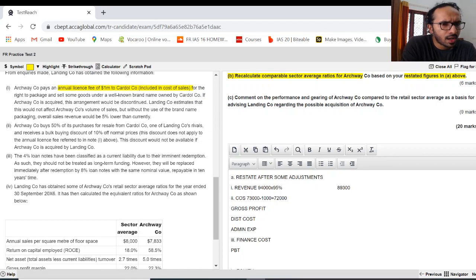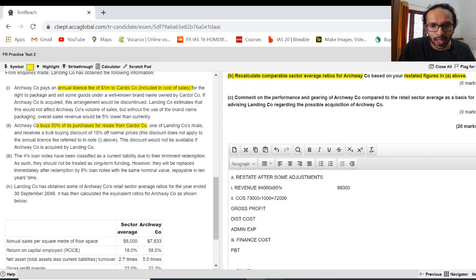Second point, Archway company buys 50% of its purchases from Cardol company, one of landing company's rivals. So Cardol is our rival. We are planning to purchase Archway. Archway is purchasing 50% of their purchases from Cardol company, and they are, of course, our rivals. So after we have purchased Archway, definitely they are not going to sell the goods to Archway or anything like that can happen. And Archway receives a bulk discount of 10% off on their normal selling price. This discount would not be available if Archway company is acquired by landing company.